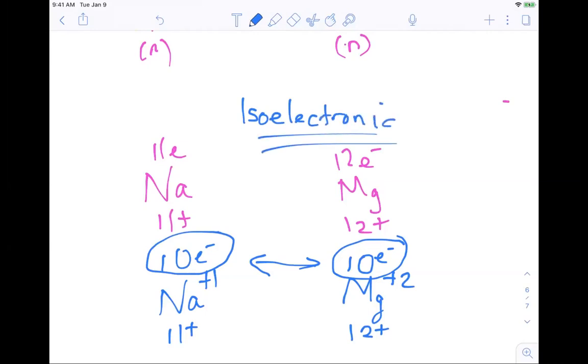Right? These ions are isoelectronic. They have the same number of electrons. They're going to have the same configuration, right? Sodium plus 1, magnesium plus 2, both have the same configuration, right? And what is the configuration? What atom does sodium plus 1 look like? And what atom does magnesium plus 2 look like?